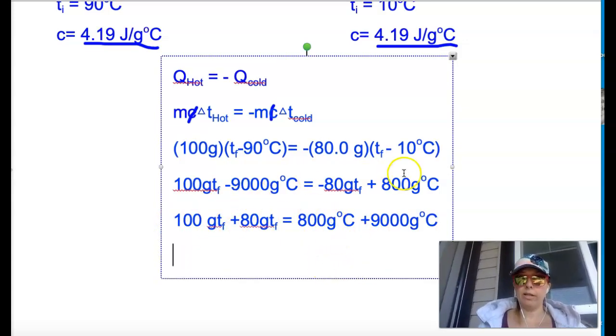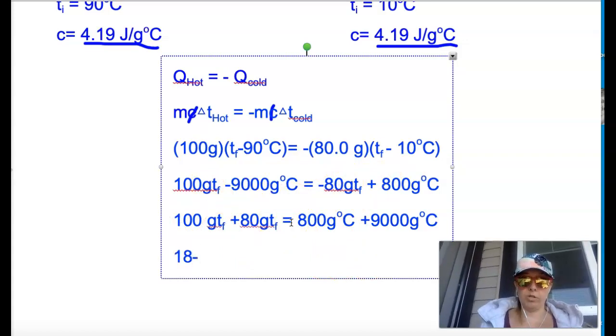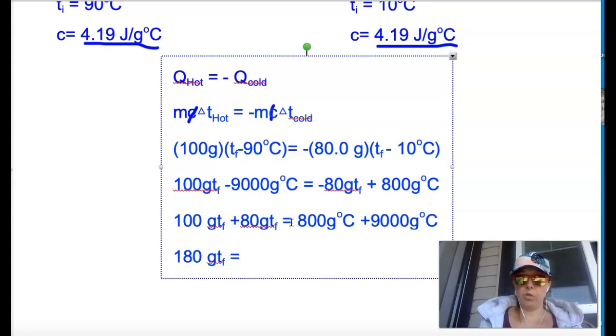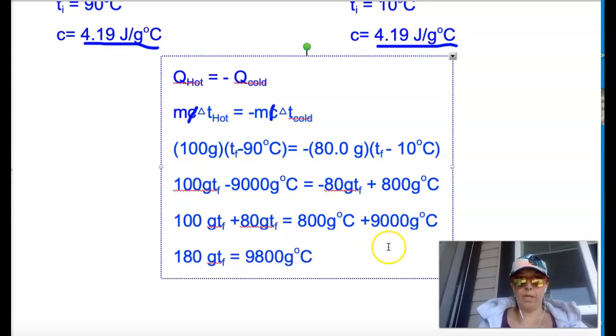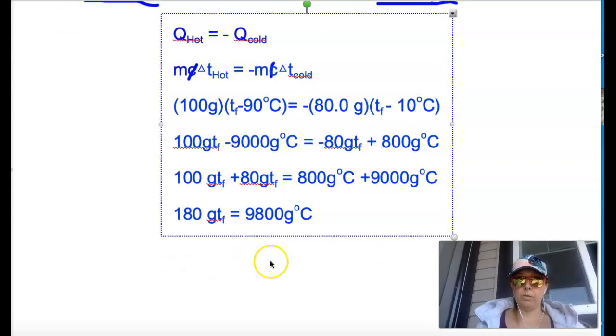Okay, so if you wanted to go right to the next step and skip this, you absolutely could have, right? You could have recognized that as soon as I move this negative 80 over, it's going to turn into 180 grams TF. Like I say, you just do what you need to do, right? And you could have recognized that 800 plus the 9,000 could be 9,800 grams degrees C. You need to write whatever you need to write, okay?